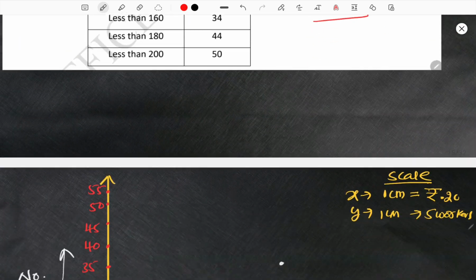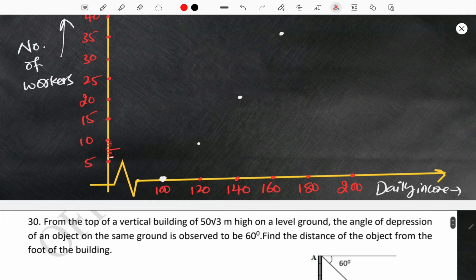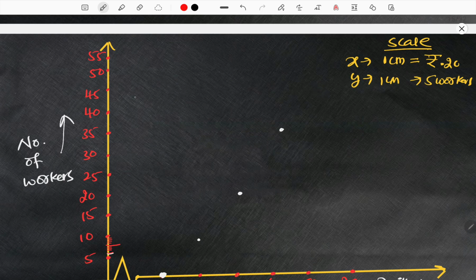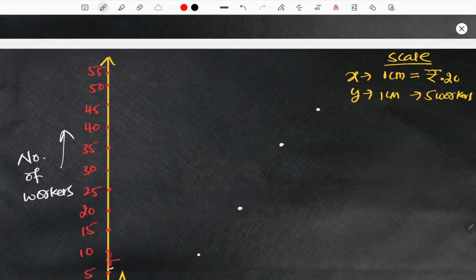Then afterwards 180 means 44. 180 means 44 means where will it come? 180 means 44 means somewhere again after 40, 8th division only 44 will come. So 180 to 44. So here it is. The 44, where it is? Approximately somewhere here. And afterwards 250.